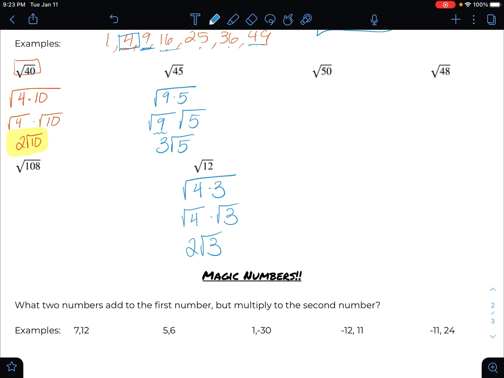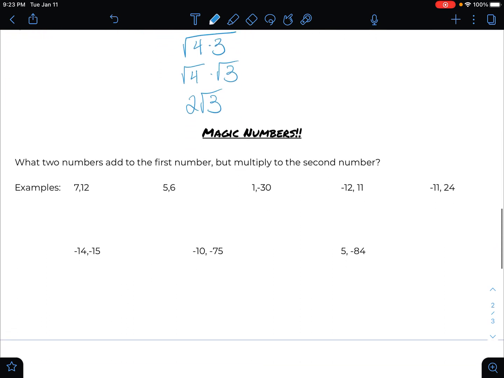Alrighty, the last little section I want you to look at is what we call magic numbers. We haven't actually talked about this before, but it's going to become really important tomorrow in notes number 2. So that's why we're going to practice this a little bit just to get the hang of things.